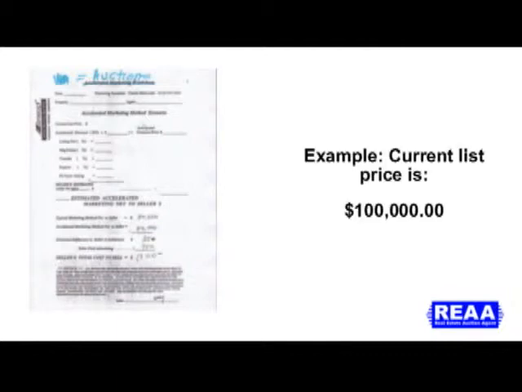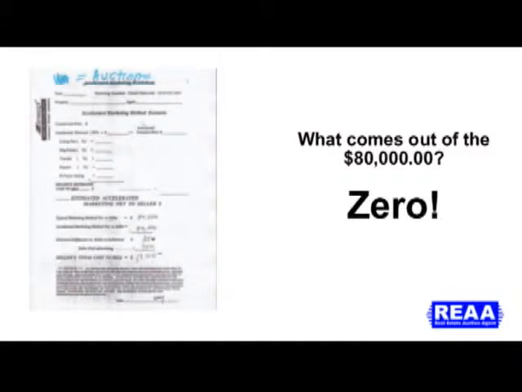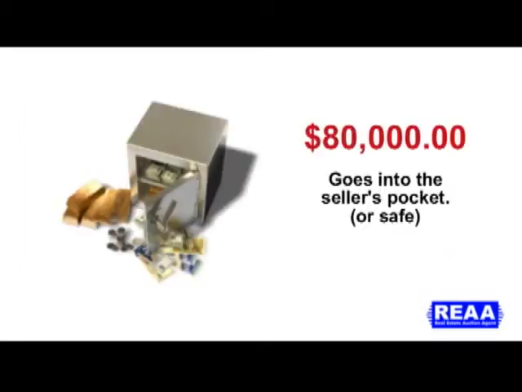Now let's compare the traditional selling net sheet for the seller with the auction method of selling. Let's say the current list price was $100,000. Typically we're looking at a situation where the auction will get about 80% of the last list price. So if you take 80% of the last list price, the seller will receive $80,000. What comes out of that $80,000? Zero. There's no fee for the selling, there's no points, there's no transfer costs, there's no repairs, there's no fix-up. So the bid of $80,000 is what the seller will put in their pocket.